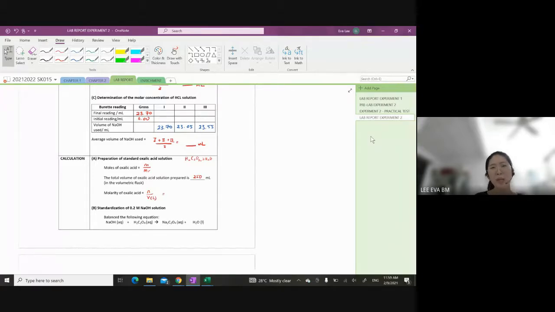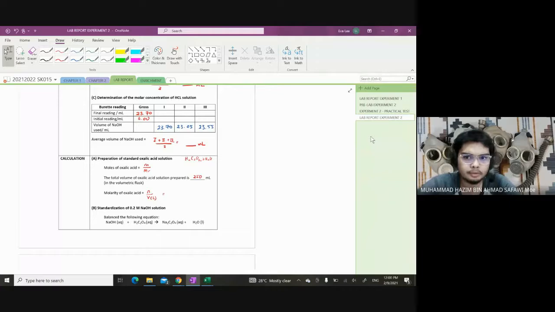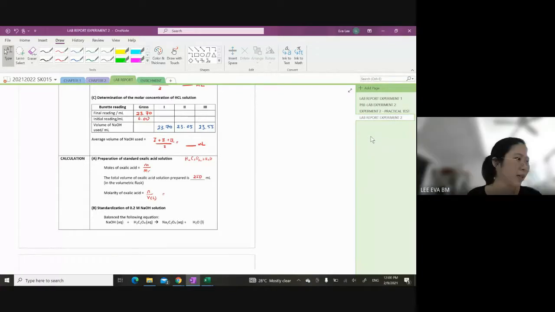You can refer to notes, you can refer to the Ribocon style one if you do not remember. But for the others, try to see how much you can get. The questions are not very difficult. Most of the questions we have already discussed in tutorial. So any questions before Madam sends the link? I don't think so. Madam is sending it now.